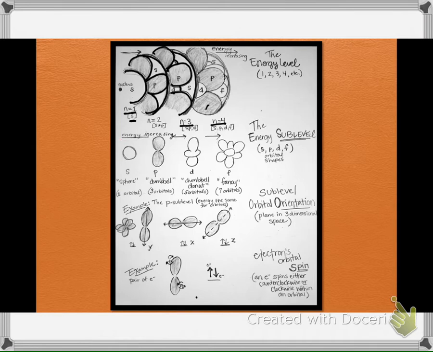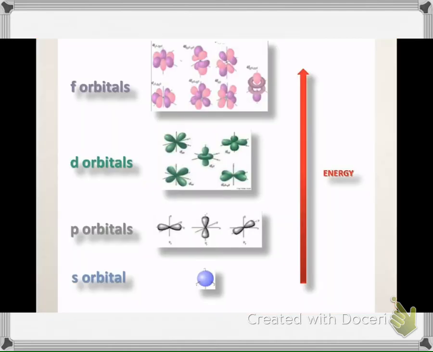Now, something to understand is that when you're in an energy level, let's say energy level 2, there's only going to be one s orbital, whether you're in energy level 1, 2, 3, 4, 5, whatever. But p orbitals, there's actually 3 of them, and that's why you see all 3 of them right here. I'm going to switch to another slide so you can see that. So this image shows you the different orbitals.